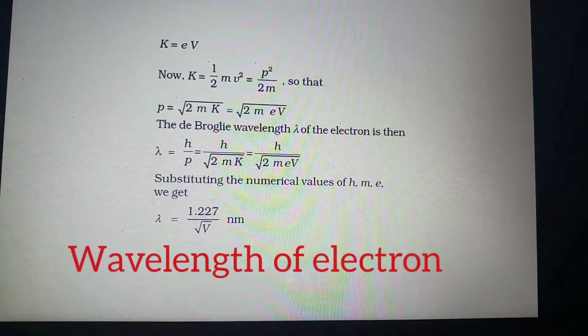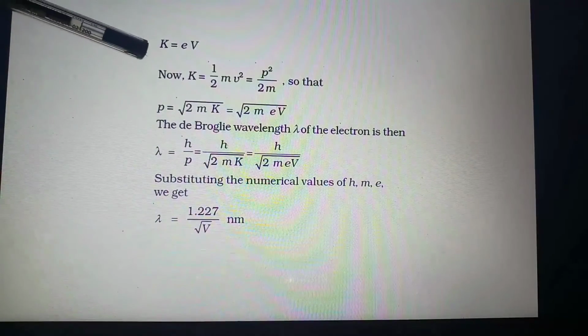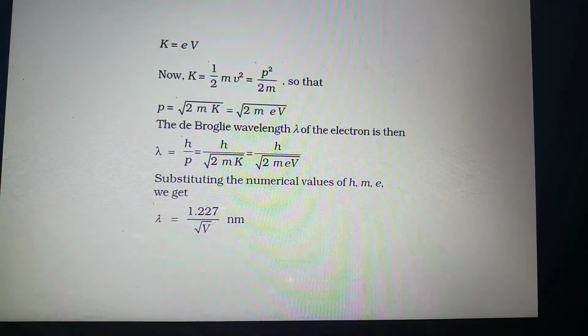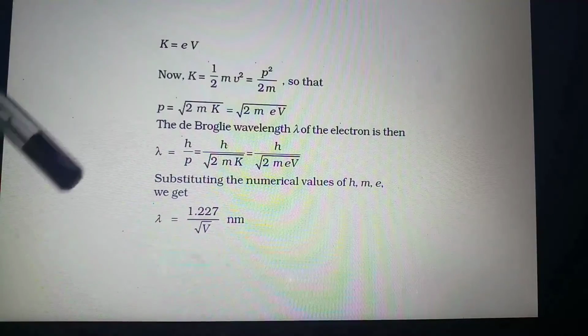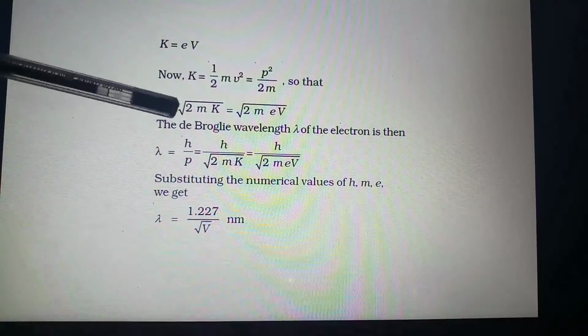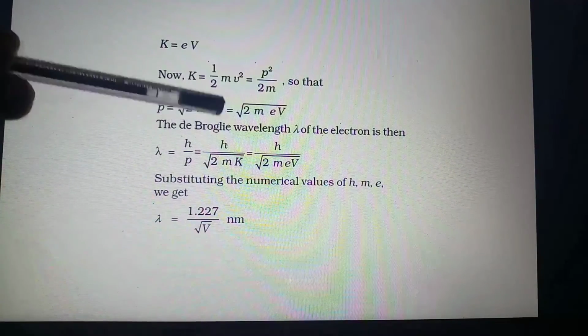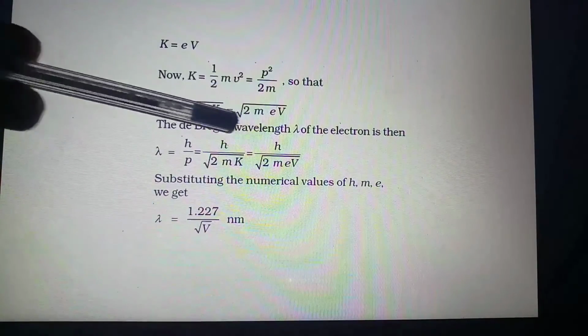We already discussed in the previous topic that the electron can behave like a wave. So when the electron is behaving like a wave, what should be the wavelength? We can calculate it like this. See here, the kinetic energy of the electron is given by K is equal to eV, which we already discussed. And from our mechanics, the kinetic energy K is given by half mv square. We can write it as p square by 2m also. Now if you combine these two, we can write p is equal to root of 2mK. This K you can replace, so you will get root of 2meV. So this is the equation for the momentum.